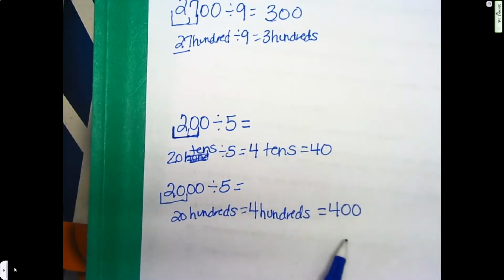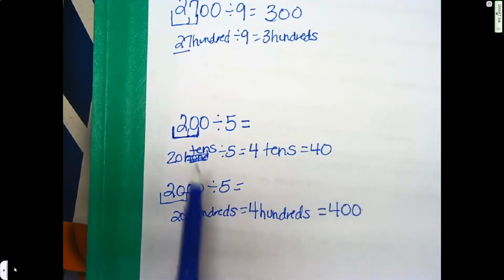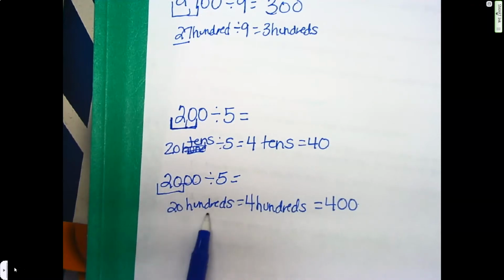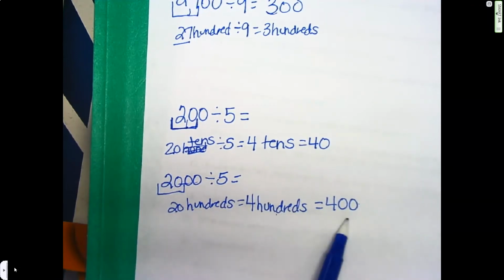So these are a little tricky because we can't just say, oh, well, that's got 3 zeros, that must mean I have 3 zeros in my answer. That's not true. We want to think about place value, and because this would be 20 hundreds, then I would only get hundreds as my answer. So I hope this helps with your homework tonight.